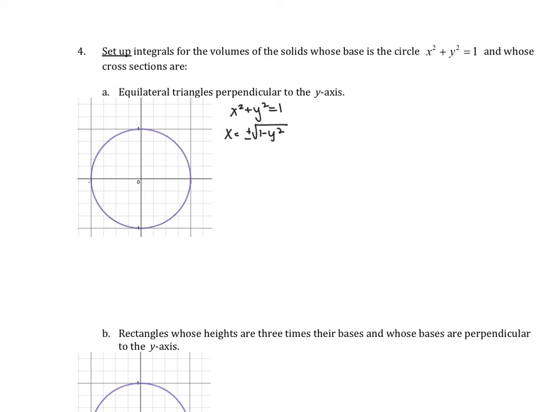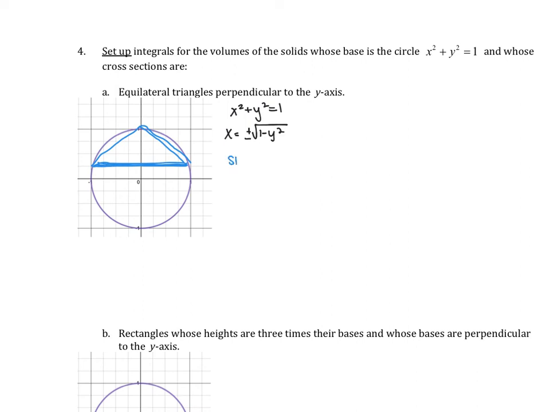Okay, so my cross sections: it says set up the integral for the volume of the solid whose base is a circle and whose cross sections are equilateral triangles perpendicular to the y-axis. It means my base is right here, and it's an equilateral triangle, meaning all sides are equal, that stands up from that shape. So it's kind of a three-dimensional look, if you will. It's these triangles that are standing up from this.